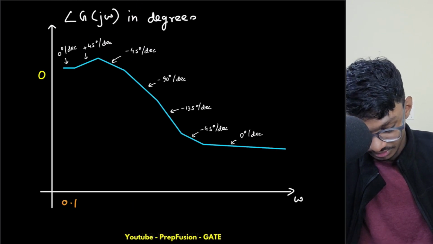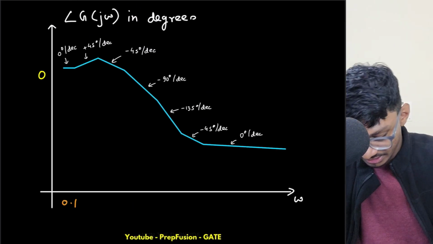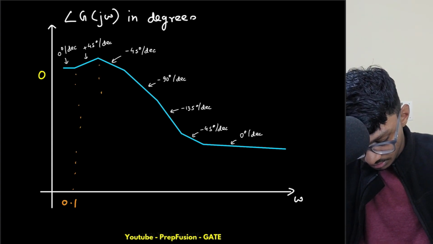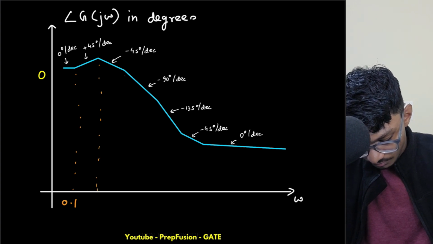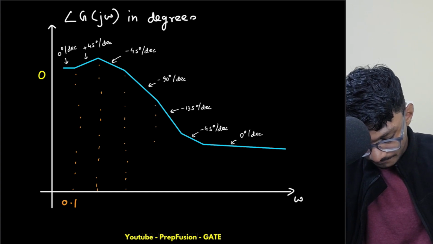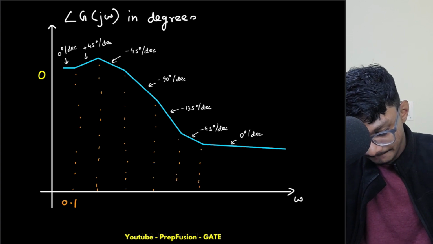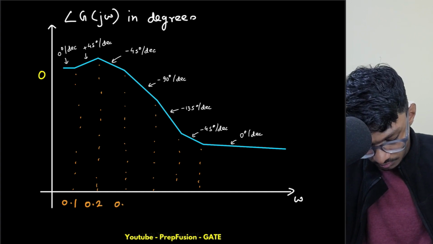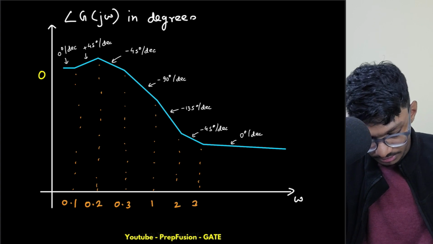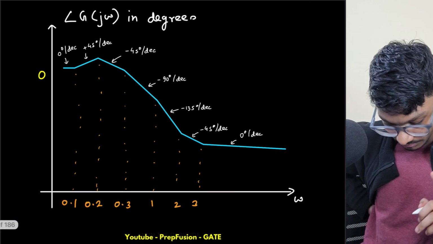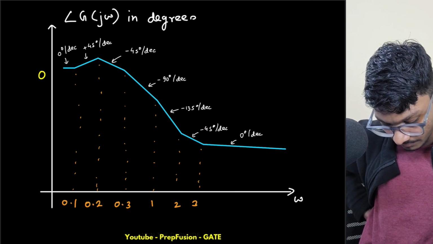Okay, now let me write the corner frequencies, because it is difficult for me to exactly write all the corner frequencies here. If you see, this is 0.1, this is 0.2, 0.3, 1, 2 and 3. Sorry, one thing I made a mistake here. This is 0.1, 0.2, 0.3, that is fine.